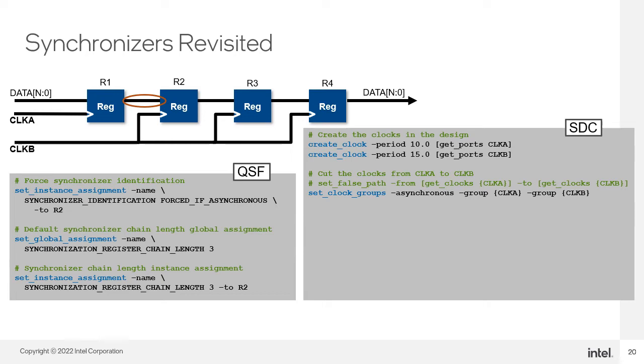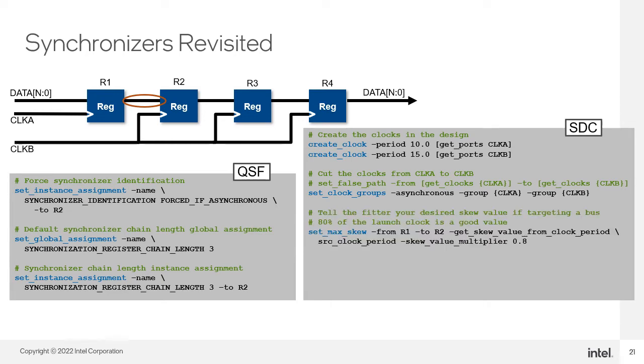Instead of using the set_false_path constraint, you could use the set_clock_groups constraint. The set_clock_groups constraint tells Timing Analyzer not to analyze paths between clock domains, and it does not negate a set_max_skew constraint, which is what we'll need for the bus.